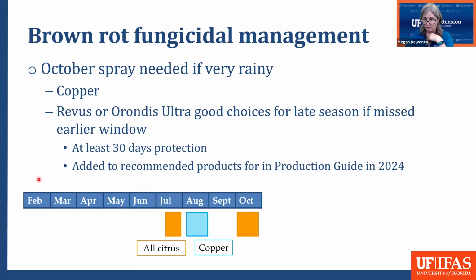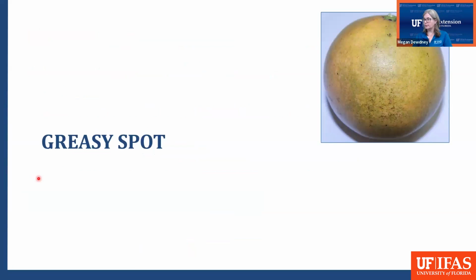There are reports of things like phosphite resistance in California, where they've used them pretty heavily for a long time. So I'm really hoping that we could avoid that by having some rotational products in the set of things that we can use that have good efficacy. So I would certainly recommend Revus or Orondis Ultra, and you may be able to use them earlier in the season. I just don't know if they'll have as long an efficacy window as the copper or the phosphites. Okay, so final topic, greasy spot.